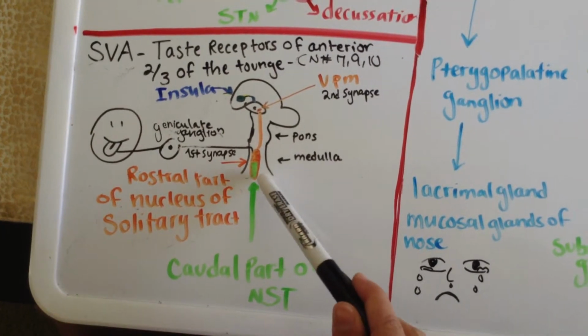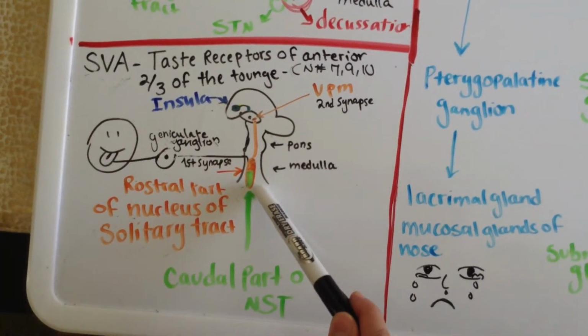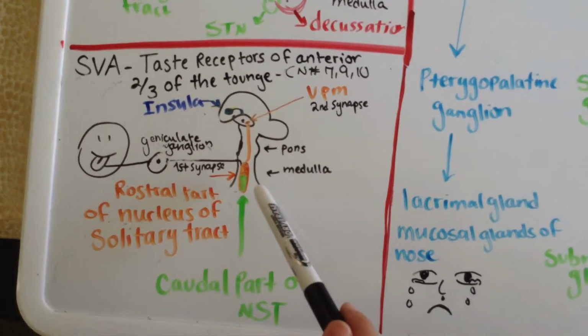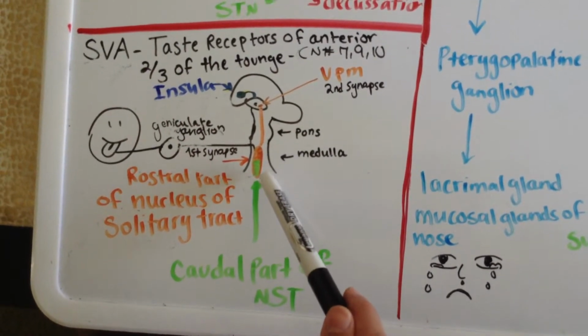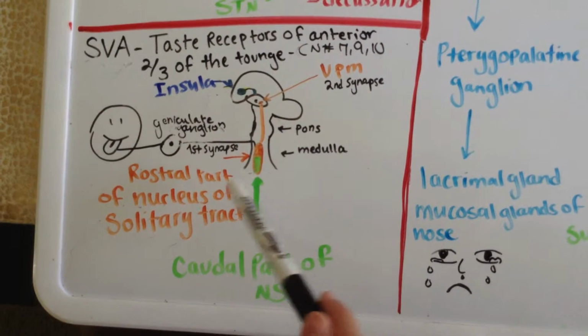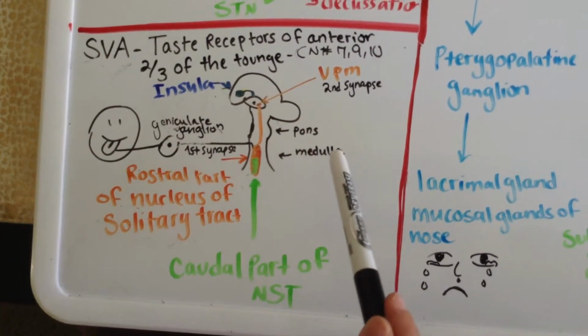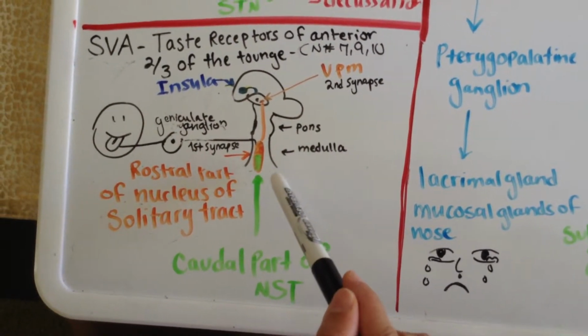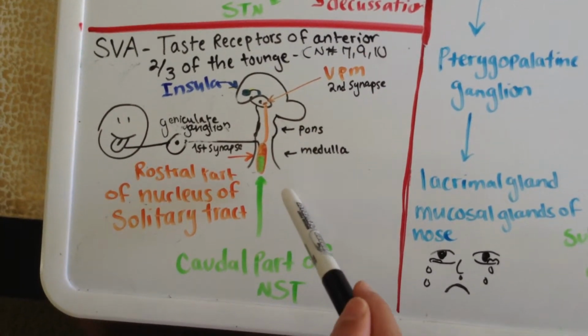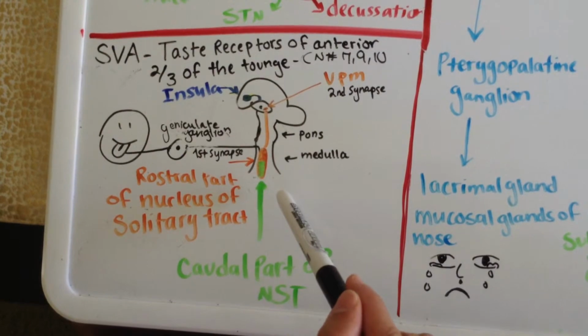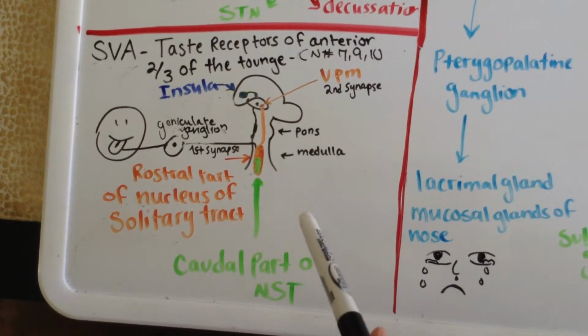I made this caudal part of the nucleus of solitary tract green because I wanted you to keep in mind that the caudal part of the nucleus will receive cranial number 9 and 10 fibers that are specific for detecting blood pressure from the chemoreceptors and baroreceptors, which we'll talk about in later videos.